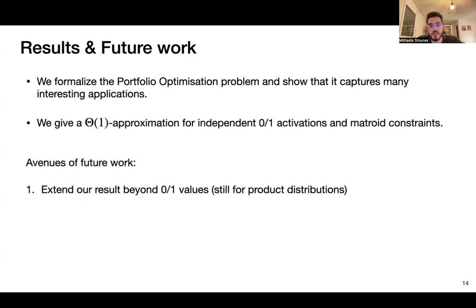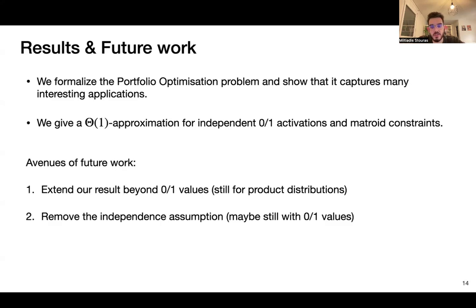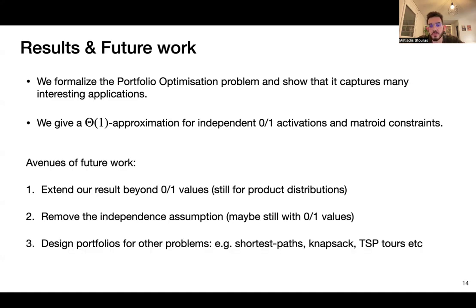The first one is to extend our result beyond 0, 1 values, but maybe still for product distributions. So it would be interesting if one could design portfolios for the case where each element takes its value from any arbitrary distribution. And the second direction is to relieve the other assumption that we make, that the values are independent, but maybe still we can work with 0, 1 values and relieve the independence assumption. And finally, it would be interesting to also design portfolios for other combinatorial problems, like shortest paths that we discussed in the beginning, maybe knapsack or traveling salesman tours, etc.